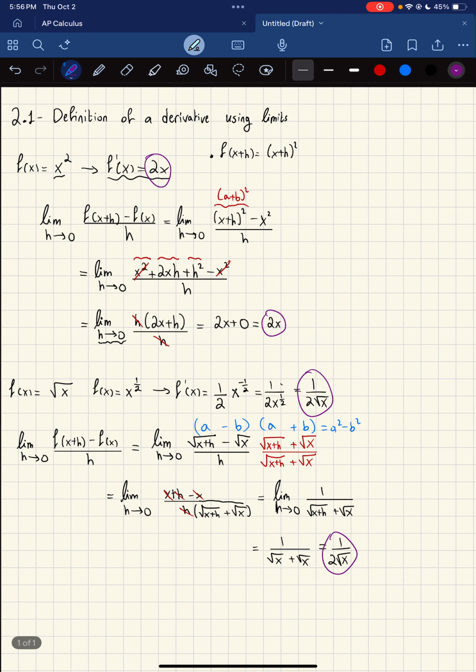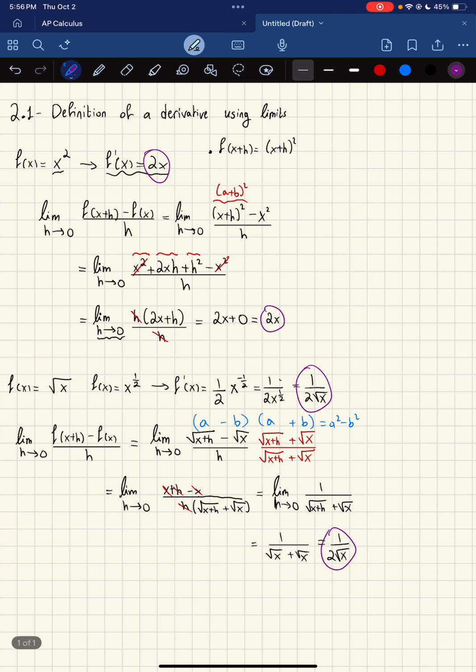So guys, this is just a brief tutorial video of how to find derivatives using the limit expression. Make sure that you understand it very well. Not a lot of questions come about definition of derivative using limit in the AP exam. However, it's very important to know it because it's basically easy and you just need to apply the formula.